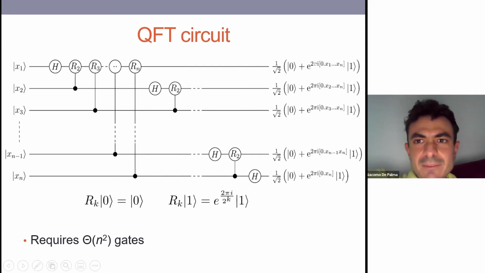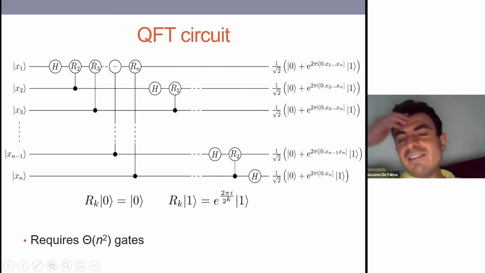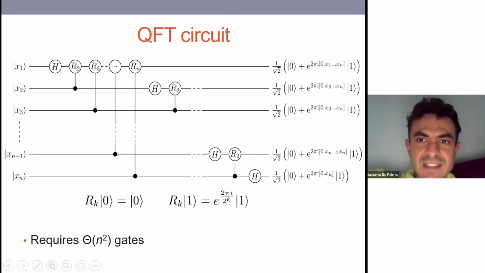Okay, so this Hadamard gate, this expression that you see here in the exponent is a decimal number expressed in binary form. So it's 0.x1 up to xn. And of course, this is exactly the same as the binary number x divided by 2 to the n. So you will recognize that this Hadamard will create here a superposition of 0 with e to the 2 pi i 0.x1. So this is the first term that you see here.